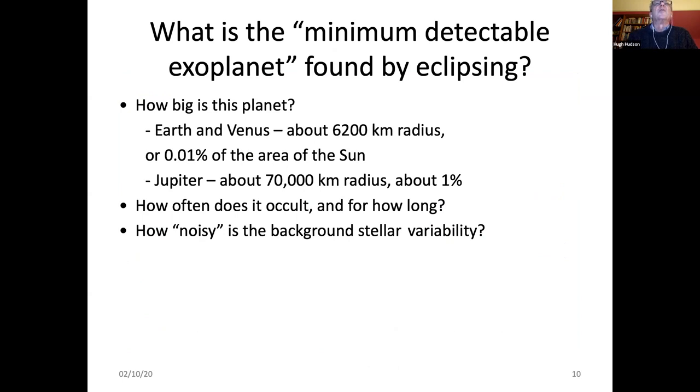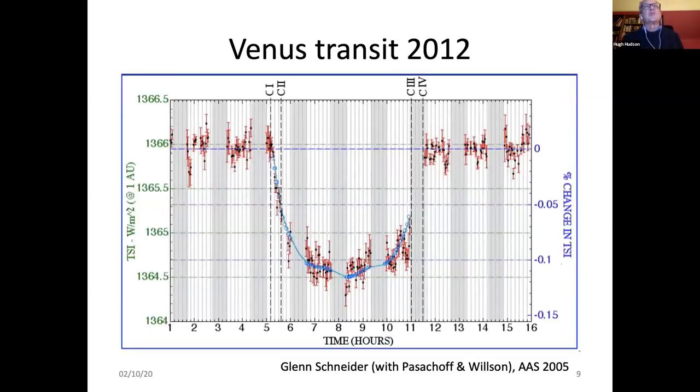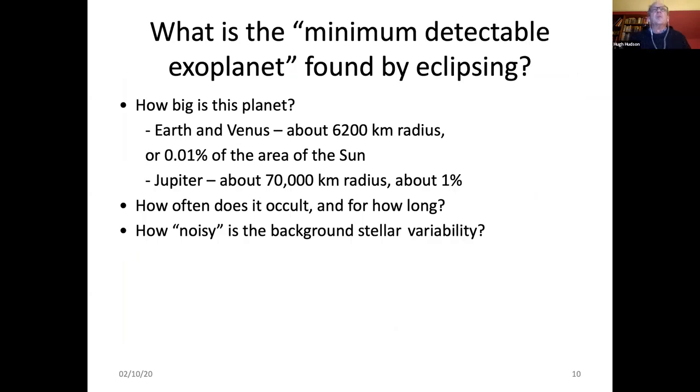And one can ask the question, we could ask it as soon as we started to see this TSI observation and these fluctuations. You can see before the transit and after the transit, there's a signal fluctuating up and down. We could ask the question, what is the minimum detectable exoplanet that you could find by this eclipsing technique?